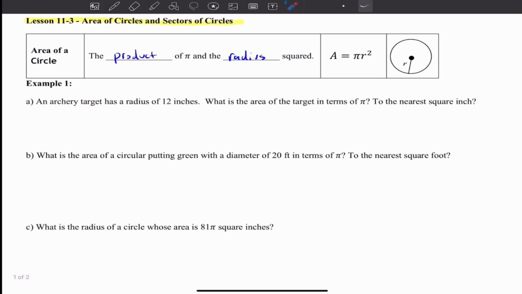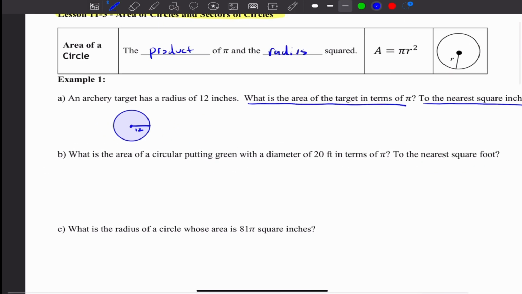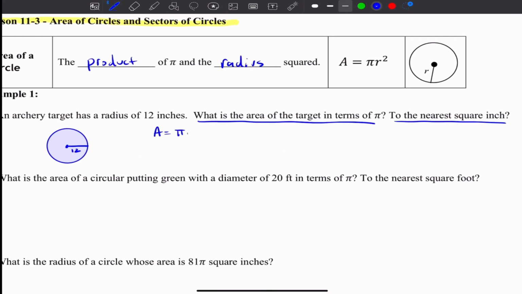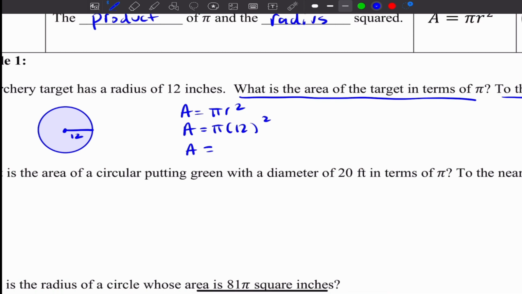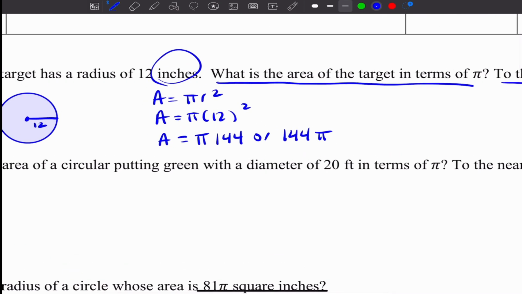Example 1. An archery target has a radius of 12 inches. What is the area of the target in terms of pi and to the nearest square inches? So your answer or answers should be both there. I'm going to go ahead and draw a picture. Here's my circle. The radius is 12 inches, and we're going to be using that formula that I showed you above. A equals pi r squared. So A is equal to pi times 12, the quantity squared. Therefore, A is equal to pi times 144, or 144 pi. And it's super important that you include the units. Since we are in area land, our answer should be A equals 144 pi inches squared.